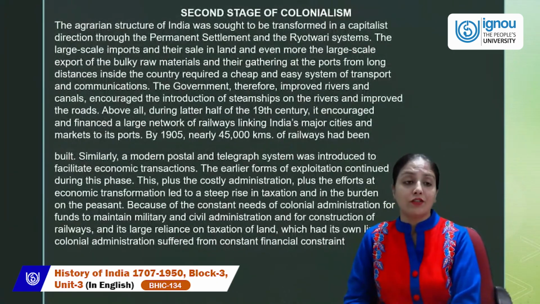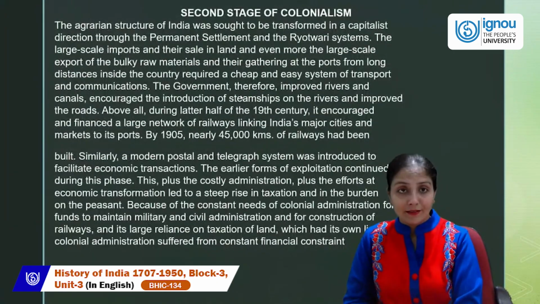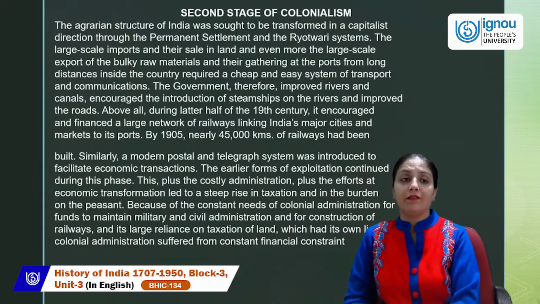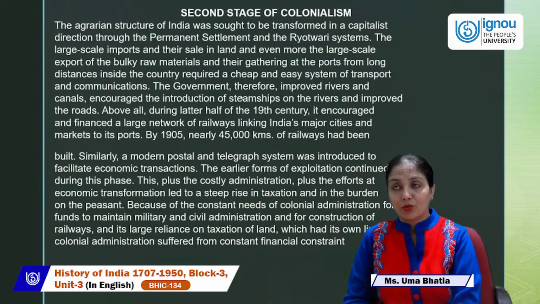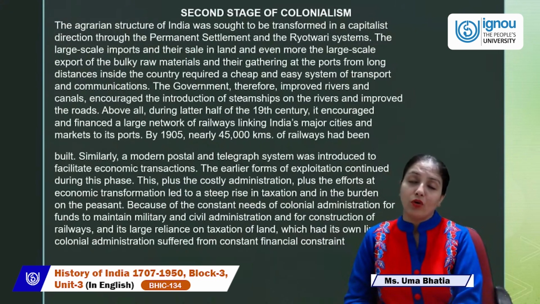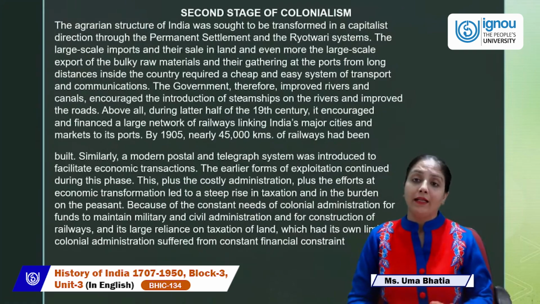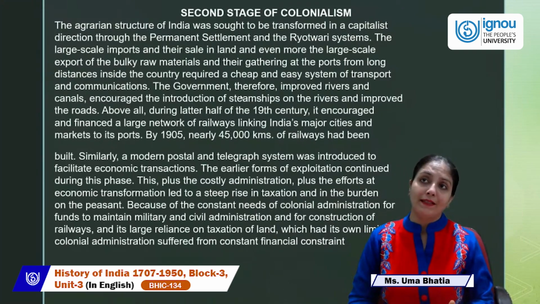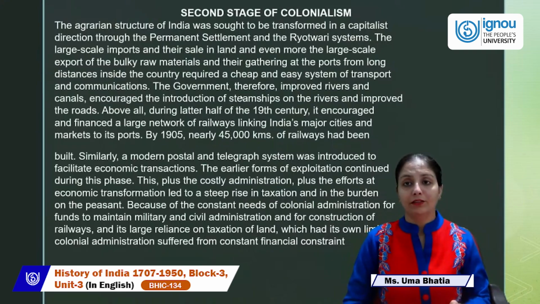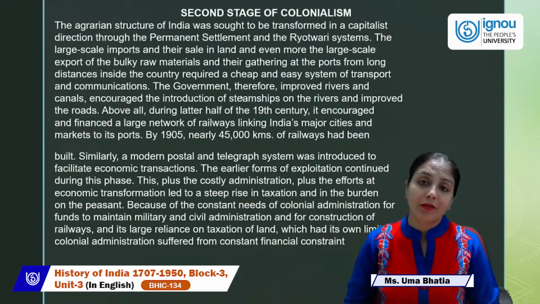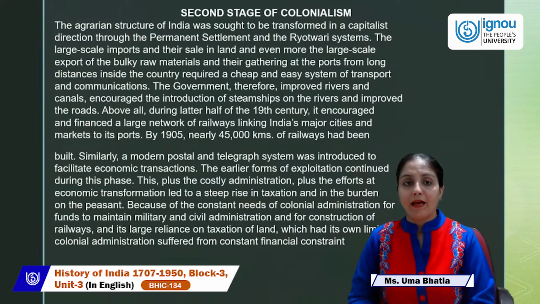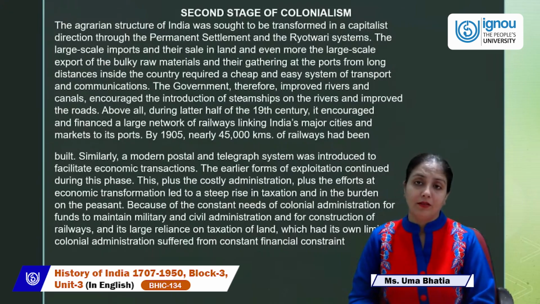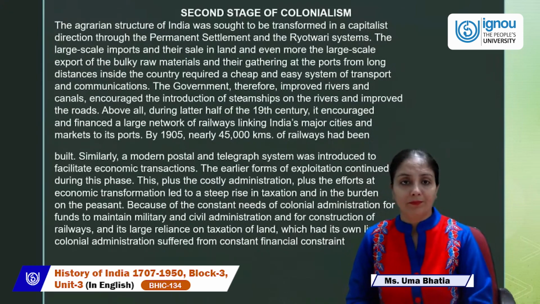And what about the second stage of colonialism? It means the agrarian structure of India. They made an agrarian settlement. What was given? The Permanent Settlement, which was meant to be permanent, and the tax was decided: how much tax would be given by the peasants and collected by the zamindars. This was the Permanent Settlement. And what is the Ryotwari settlement? They made such a settlement where they took taxation directly from the ryots.